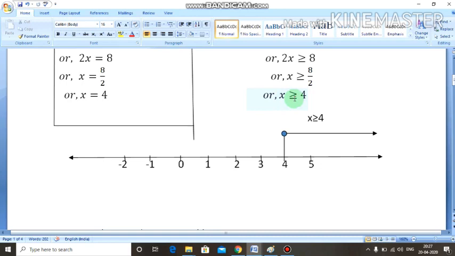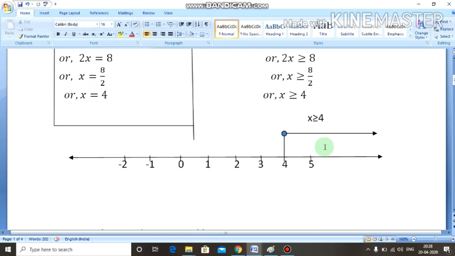Since there is a chance to get the value x = 4, that is why I filled it. If the last line came x > 4 only, greater than only, not equal, then we will keep this circle empty. You will understand all this better in the next problem.